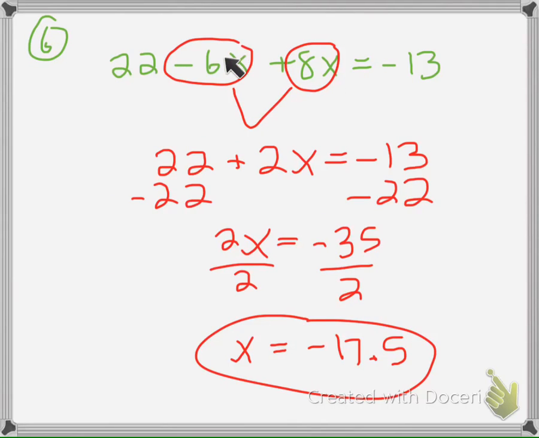Okay, number 6. Combine like terms of -6x and 8, and that gives me +2x. So bring down the rest of my equation. Subtract 22 on both sides. I end up with 2x equals -35. Then divide by 2 on both sides to get rid of it, and I end up with x equals -15.5.